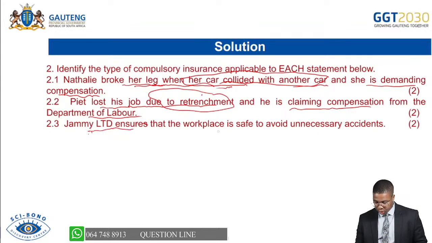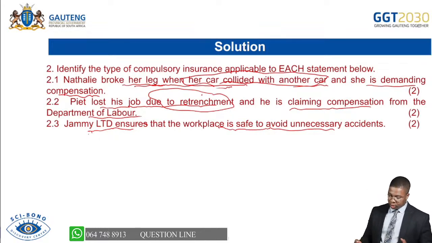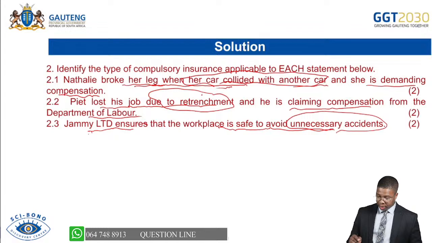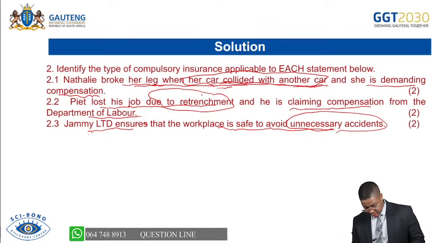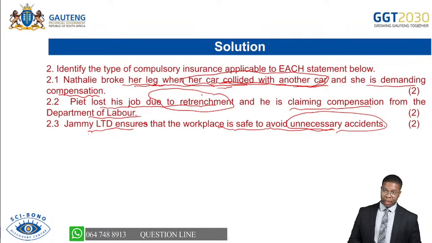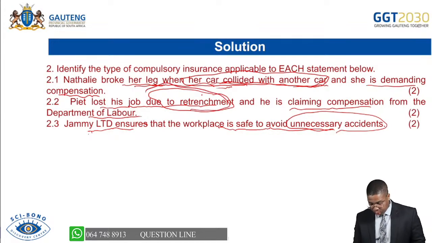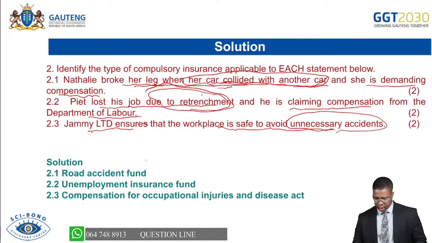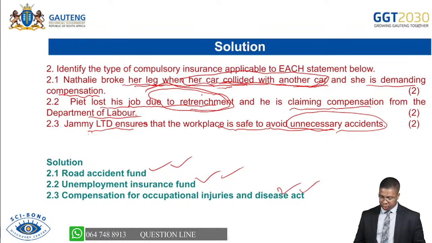Then Jamie Ltd ensures that the workplace is safe to avoid unnecessary incidents. So already you have an idea, especially when we talk about accidents in the workplace. We can have accidents in the workplace which are covered by a particular compulsory insurance, and accidents on the road which will be covered by a particular compulsory insurance. And when someone loses their job, we know that they will be covered by a particular compulsory insurance. It is compulsory to the business. Let's get it right. So the answer here will be the Road Accident Fund, the Unemployment Insurance Fund, and the Compensation for Occupational Injuries and Diseases Act.